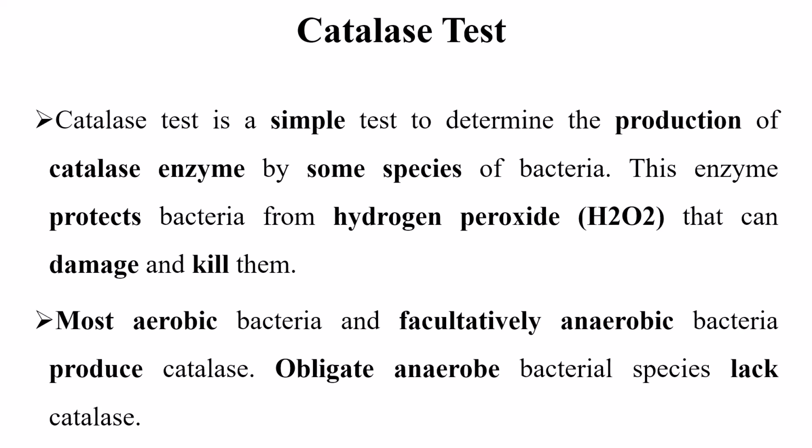This enzyme is produced by many organisms, but in microbiology, some bacteria produce catalase enzyme. This enzyme protects the bacteria from hydrogen peroxide, H2O2, which is hazardous and can damage and kill the bacteria. But if the bacteria produce this enzyme, it can protect itself from this substance. Most aerobic bacteria and facultatively anaerobic bacteria can produce catalase enzyme, while obligate anaerobic bacteria cannot produce this enzyme.